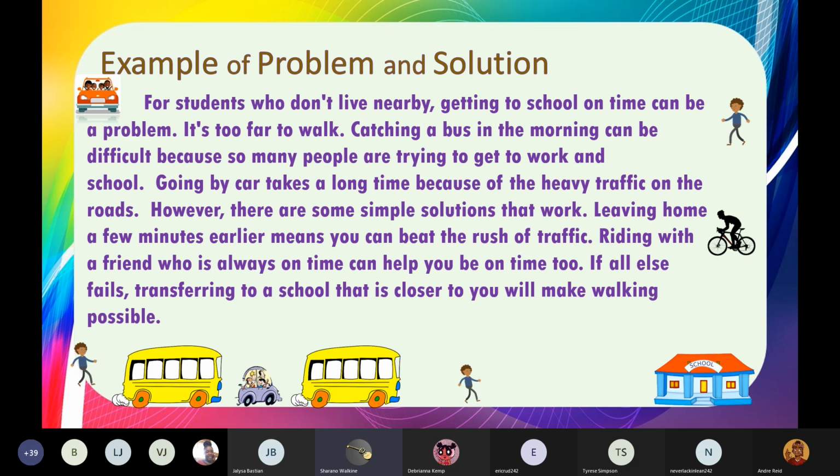However, there are some simple solutions that work. Leaving home a few minutes earlier means that you can beat the rush of traffic. Riding with a friend who is always on time can help you be on time too. If all else fails, transferring to a school that is closer to you will make walking possible.